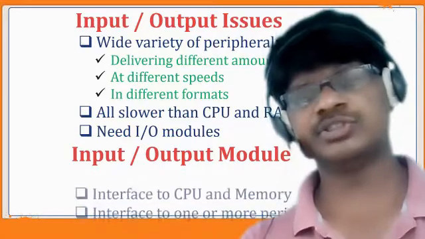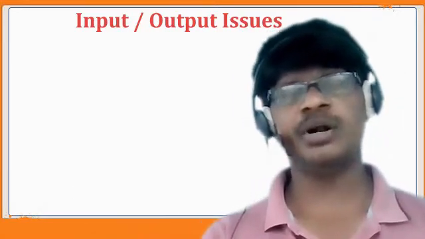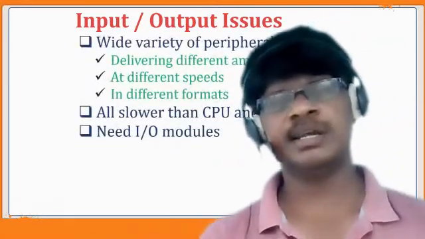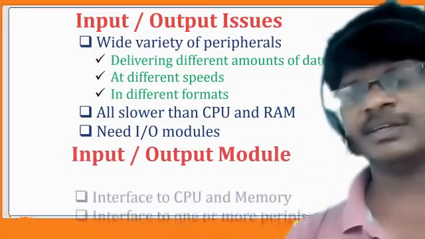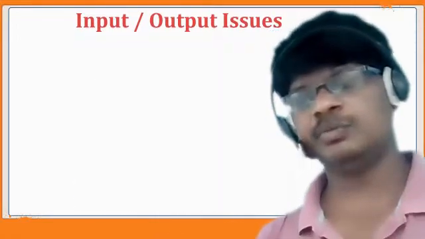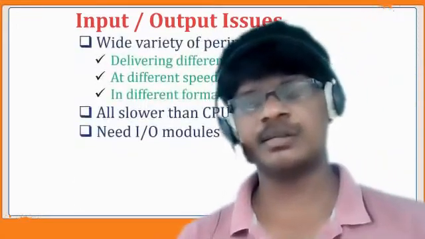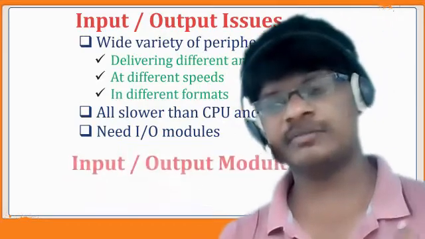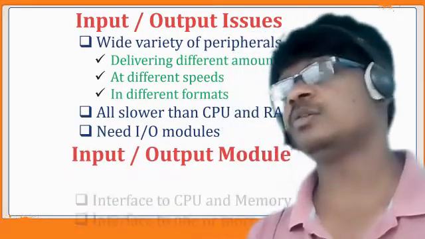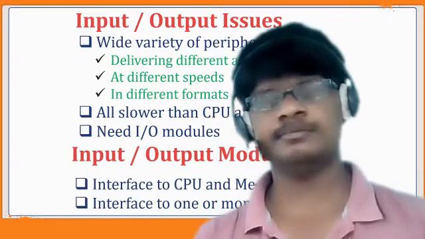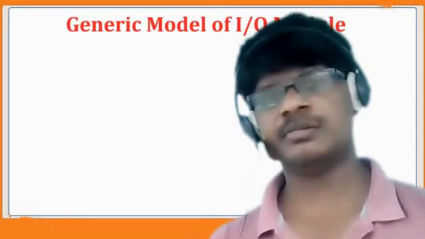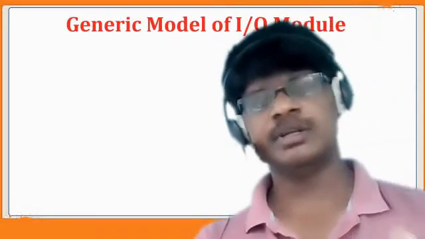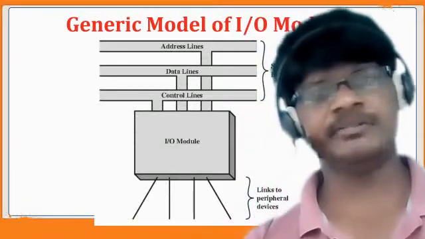So what is the function, or what is the module, of this input and output? It acts as an interface between the CPU and the memory. It acts as an intermediate between the CPU and memory for transferring the data and also processing data. And also it acts as an interface to one or more peripherals. If you are using more than one peripheral device, you need an interface to communicate with each other. So the input and output module acts as an interface also.